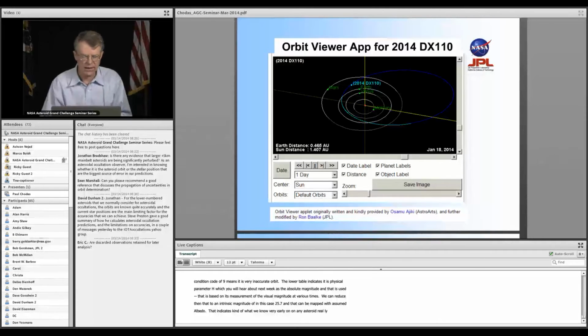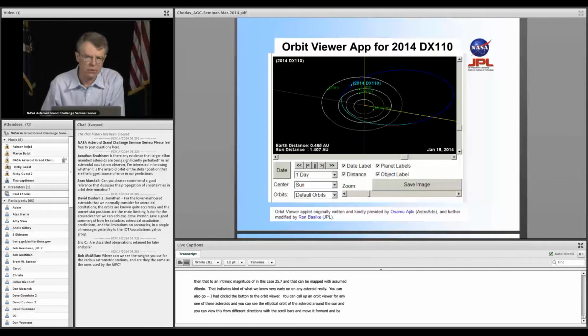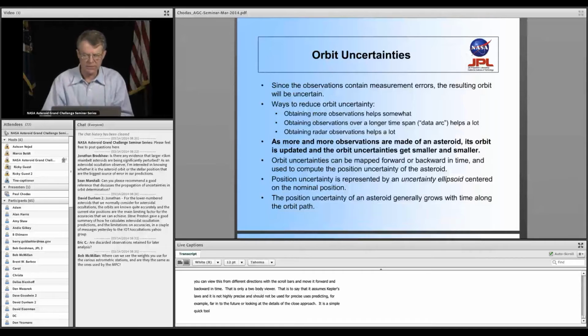You can also go to the button I had circled, the orbit viewer. You can call up an orbit viewer for any one of these asteroids, and you can see the elliptical orbit of the asteroid around the sun. You can view this from different directions with the scroll bars and move it forward and backward in time. That, however, is only a two-body viewer. That is to say, it assumes Kepler's laws. It is not highly precise and should not be used for precise uses, predicting, for example, far into the future or looking at the details of a close approach. So it's a simple, quick tool to get a general idea of what the orbit is.